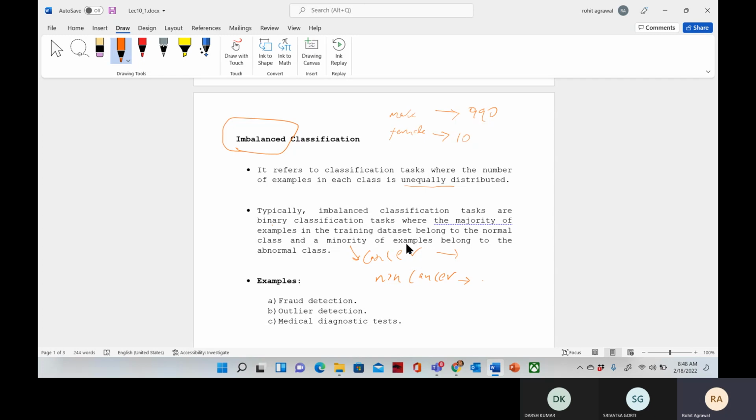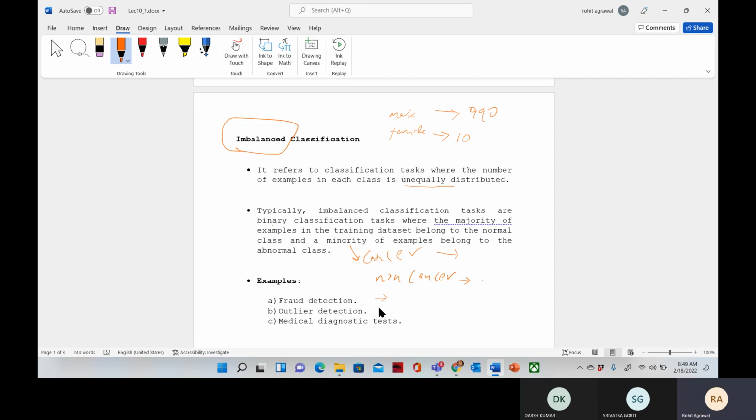Okay. So this type of problem is itself a binary classification, but the data is imbalanced here. Some examples: you can see fraud detection. Suppose in internet banking, millions of users are using internet banking throughout a day, but out of these millions, maybe hundreds of them are having some kind of fraud.